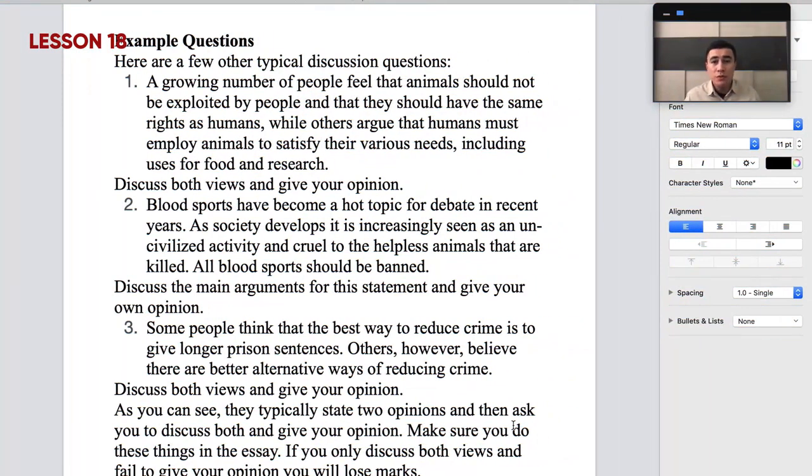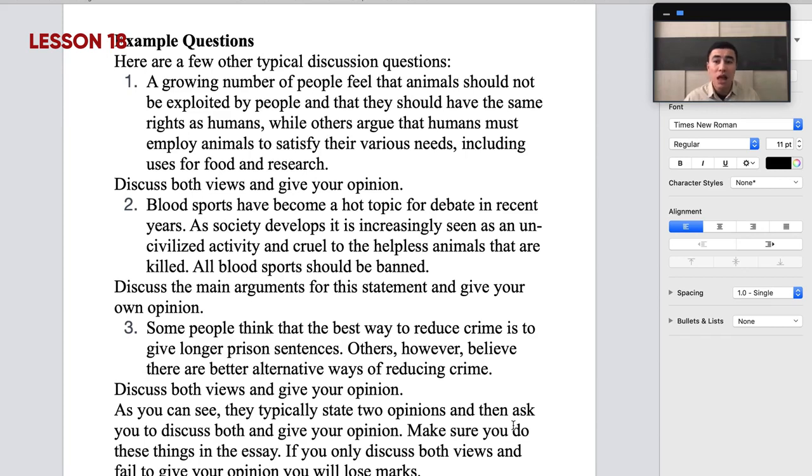Before we move to the structure that we are going to use for our discussion essays, guys, I'm going to go through example questions. Okay, here are a few other typical discussion questions. Let's consider them. A growing number of people feel that animals should not be exploited by people and that they should have the same rights as humans, while others argue that humans must employ animals to satisfy their various needs, including uses for food and research. Discuss both views and give your opinion.